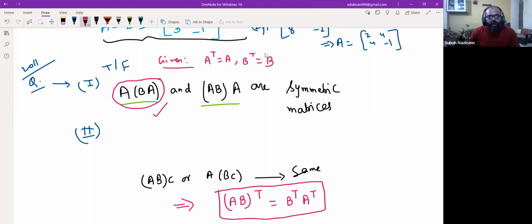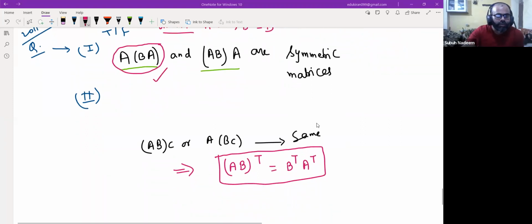So someone has given the answer. Krishna is saying statement 1 is true. Hamza is saying false. Priyadarshini is saying true. Okay, 3 people have given the answer. 2 have said it is true. 1 has said it is false. So it is a true statement. How is it true? Let us see.